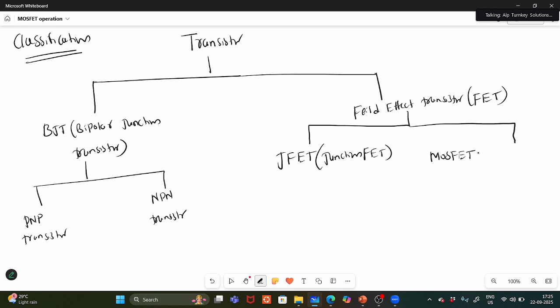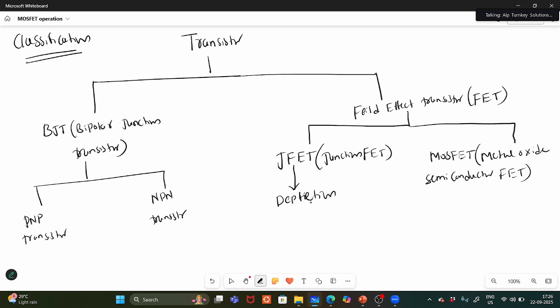MOSFET is nothing but the metal oxide semiconductor field effect transistor. A junction field effect transistor is classified as depletion type only.